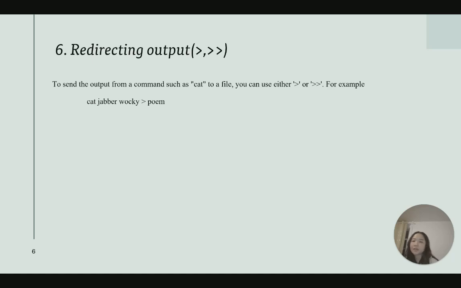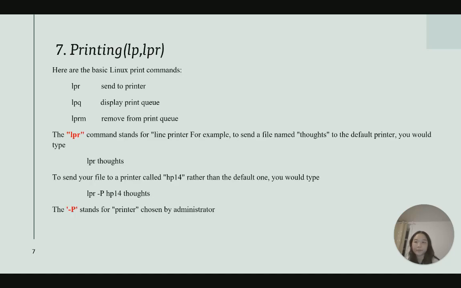Six, redirecting output. To send the output of a command such as cat to a file, you can use the greater than symbol. For example, cat jabber wocky greater than poem.